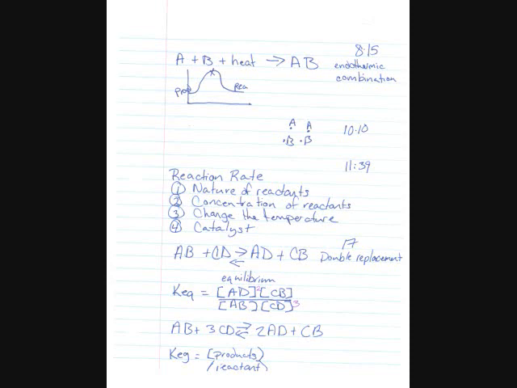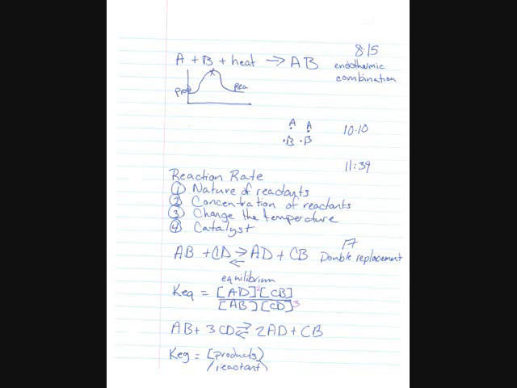We can change the concentration. If I use 1 mole of A and 1 mole of B, I'm going to get one rate. If I double it to 2 moles of each, it's going to go faster simply because of the sheer number. More molecules mean more collisions. More collisions mean more reaction. Okay?